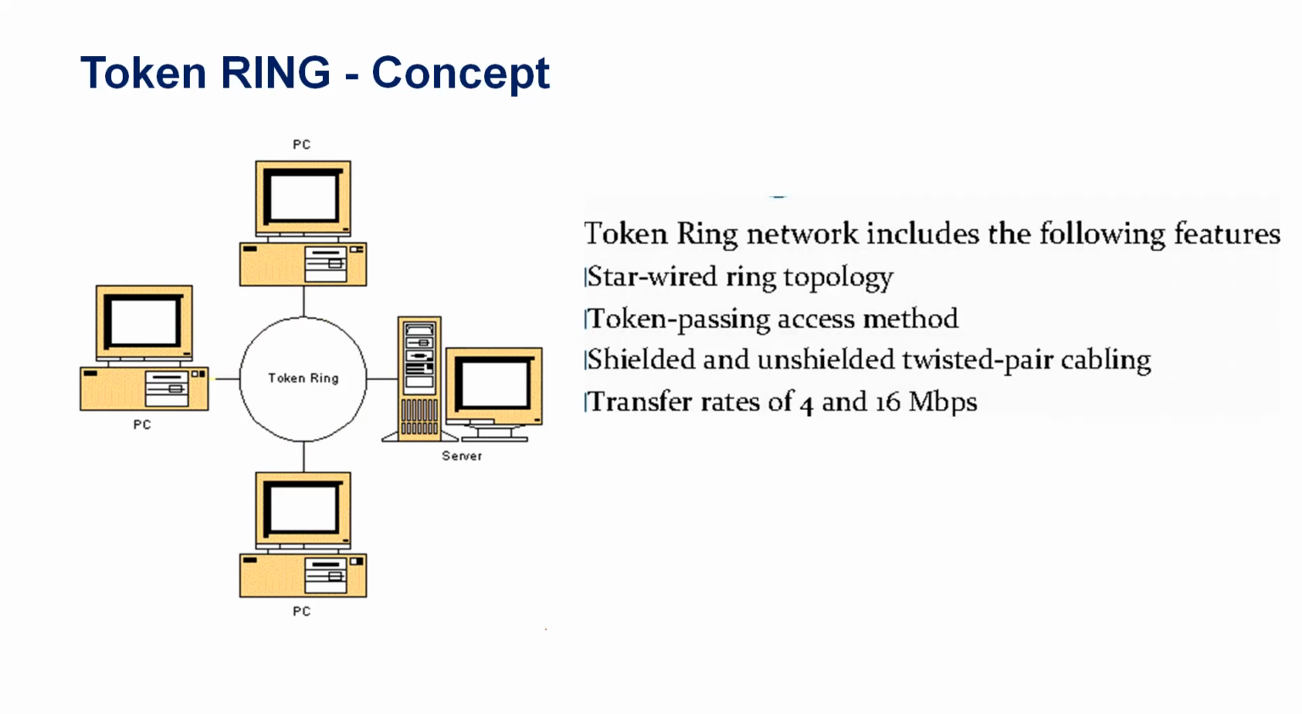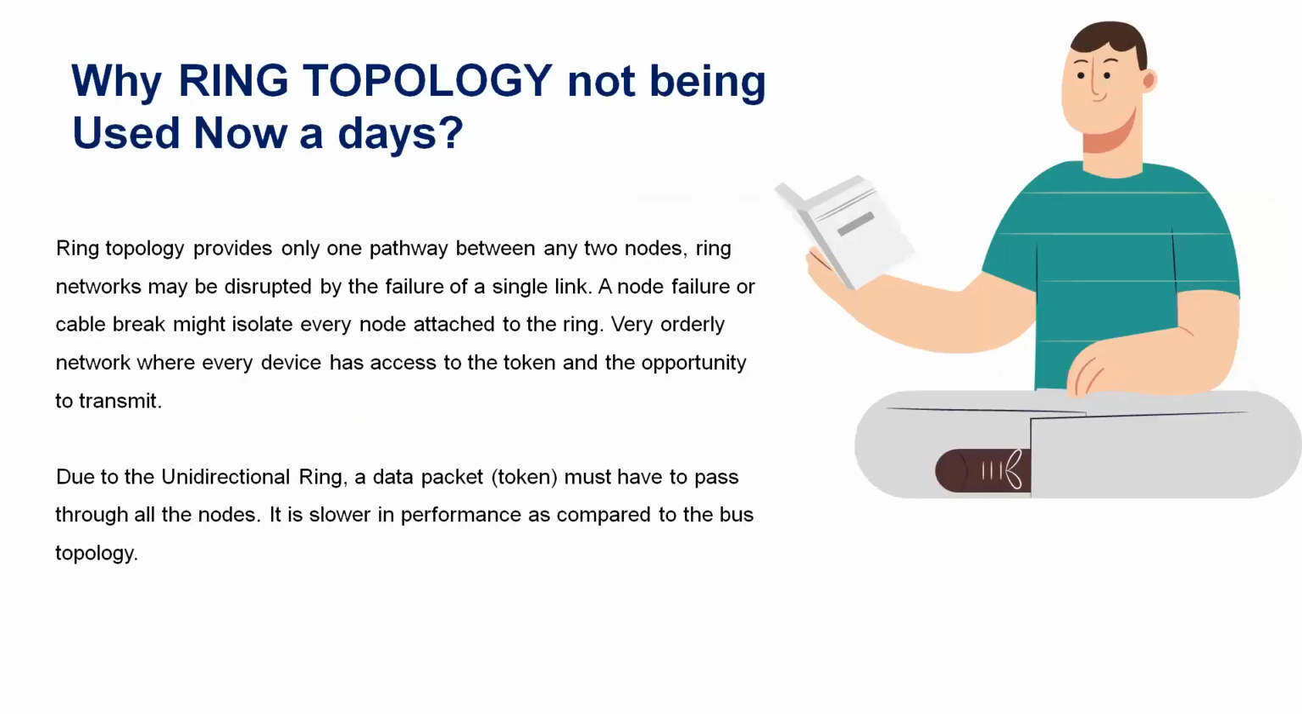The transfer rate is 4 to 16 Mbps. Like bus topology, ring topology is not being used nowadays, because ring topology provides only one pathway between any two nodes, and a ring network may be disturbed by the failure of a single link. So this is a problem.